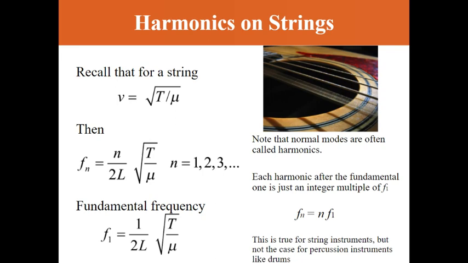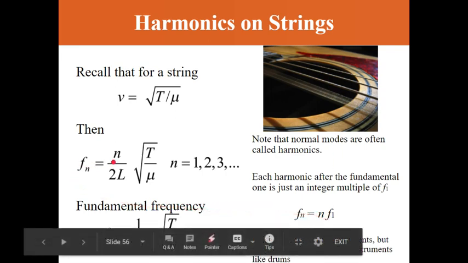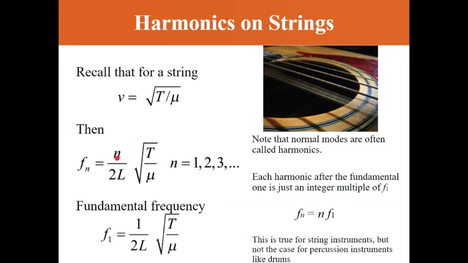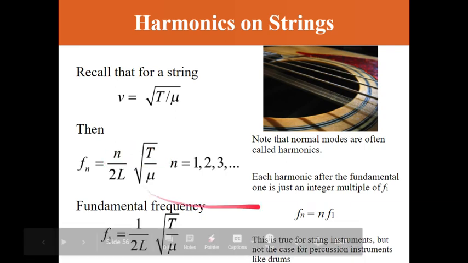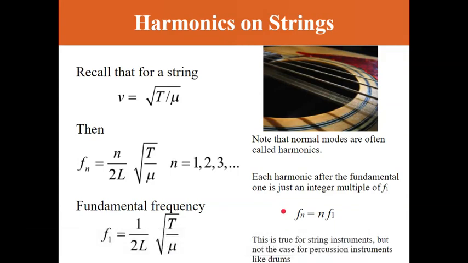Often the normal modes are called harmonics. If you look at the formula for the harmonic frequency, the only difference between all the possible harmonic frequencies is the integer n. So if you know the first harmonic, you can find the next ones by just multiplying by the number n.